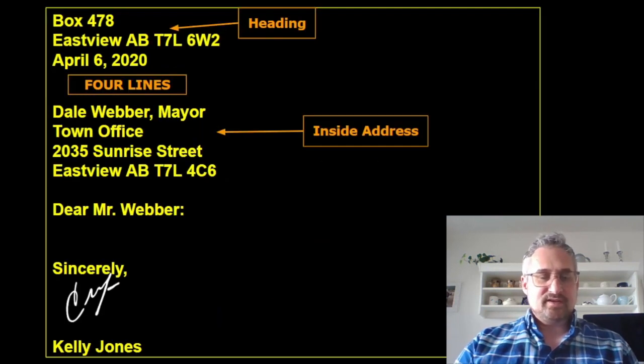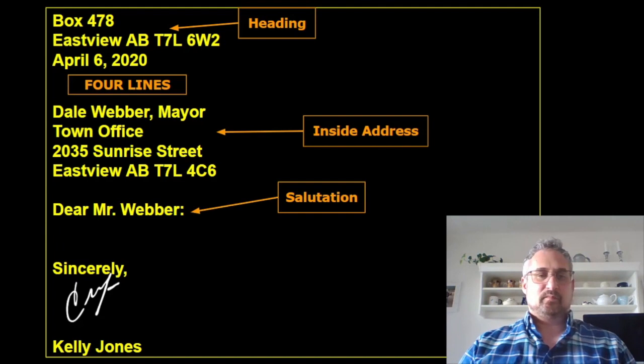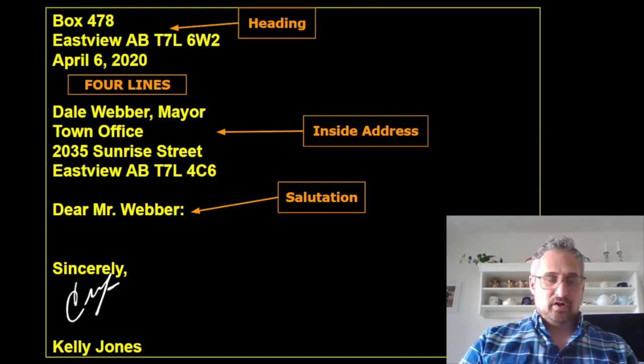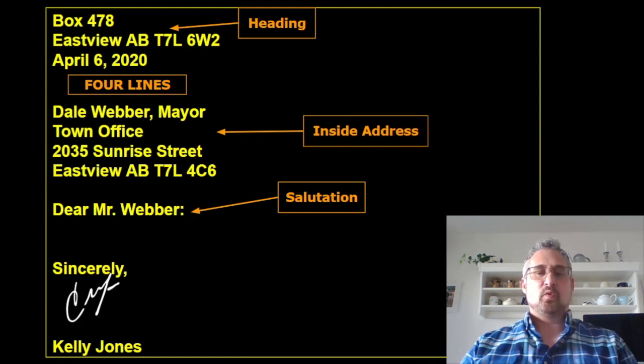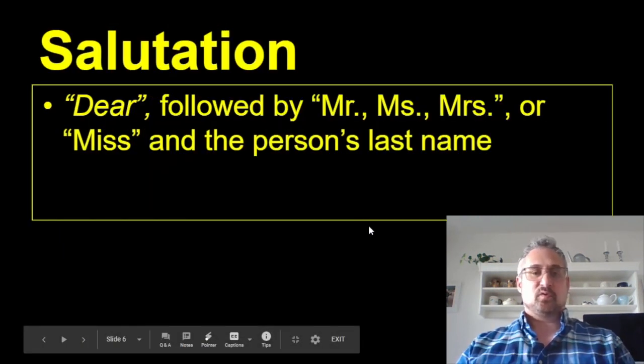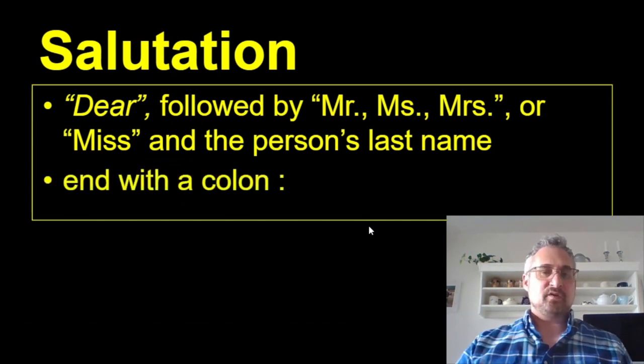So the next section is the salutation. Well, this is the dear. And it can be Mr. or Mrs. depending on the person you are writing to. It's their Mr., Mrs., Ms., Miss, and then their last name with a colon after the end of it. So it's dear, Mr., Mrs., Ms., or Miss, and the person's last name, and then you end with a colon.